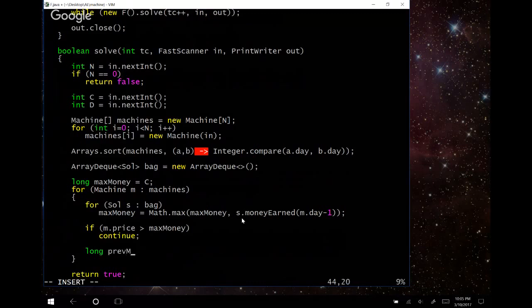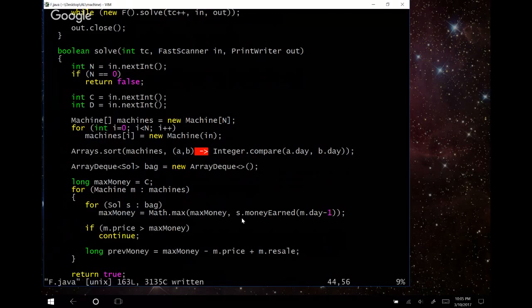So now we need to know what's the previous money for my new partial solution. It's how much money I could have possibly earned up to this day, minus paying for the machine. So I have to buy the machine. I can add back the resale value right away because I'm getting that machine back.